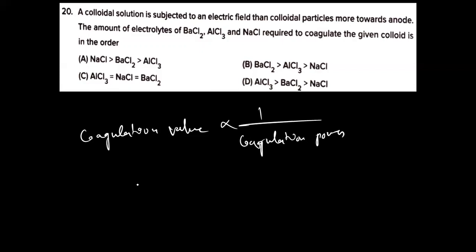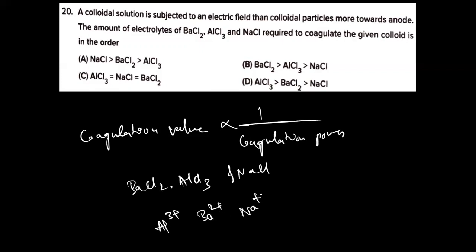If we write the cations of the given molecules BaCl2, AlCl3 and NaCl, we get Ba2+, which carries 2+ charge, Al3+, which carries 3 positive charge, and Na, which consists of 1 positive charge. So coagulating power is inversely proportional to coagulation value. As ions are moving towards anode, we can say it is a negatively charged colloid. So the order is Na+ greater than Ba2+ greater than Al3+. That is given in option A. NaCl greater than BaCl2 greater than AlCl3.